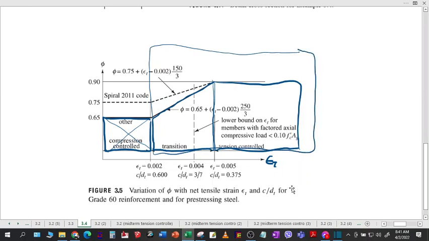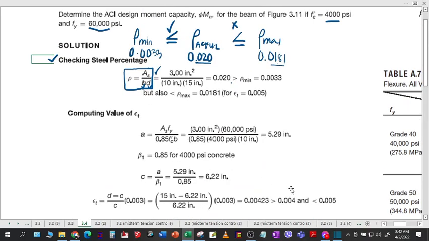Permitted by the code is when the tension strain in steel is 0.005 or 0.004. But this one will have a different treatment in terms of its strength reduction factor. Okay, now going back to the problem.